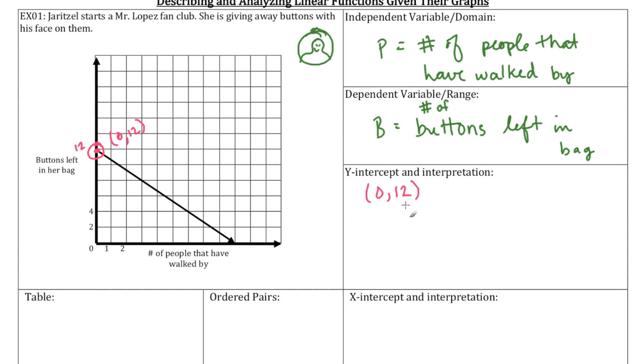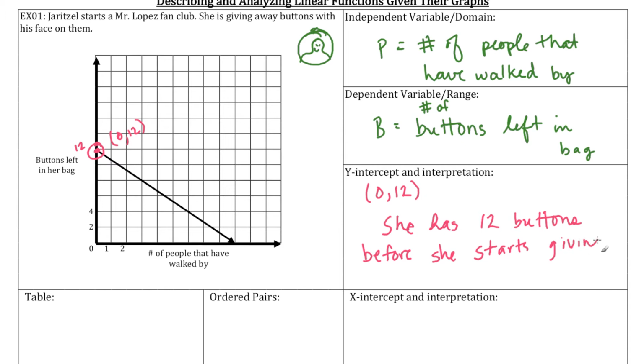And then what does this mean? So what's the interpretation? This is the very beginning before anybody's walked by. She already has 12 buttons. Jadit Sell has 12 buttons before she starts giving them away. Cool.